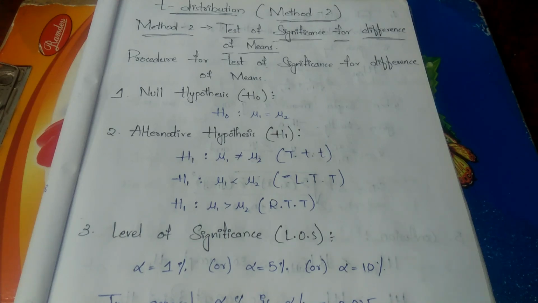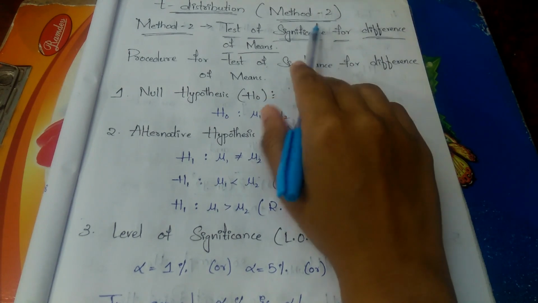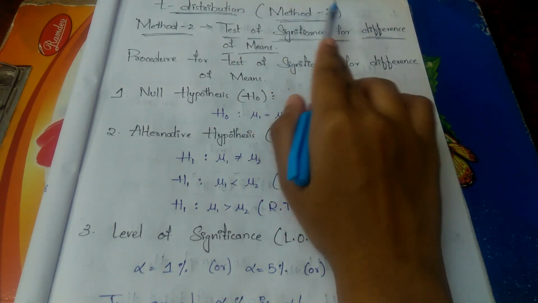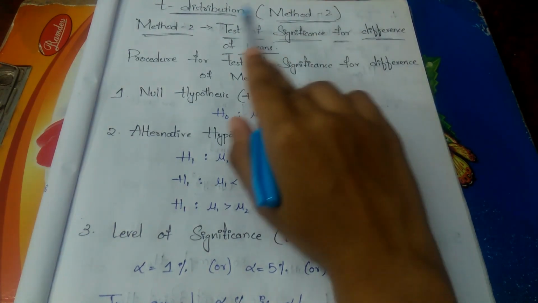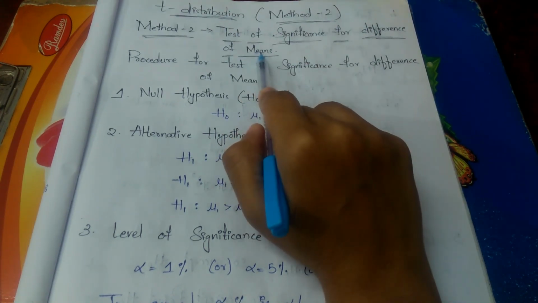Let's discuss the t distribution, which is of method 2. In the previous video we discussed method 1, but now we shall discuss method 2. So this method 2 is the test of significance for difference of means.